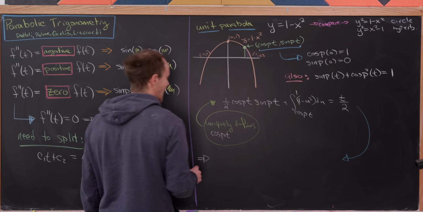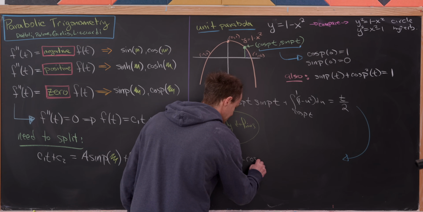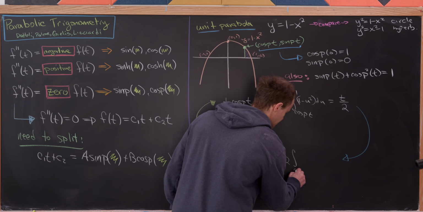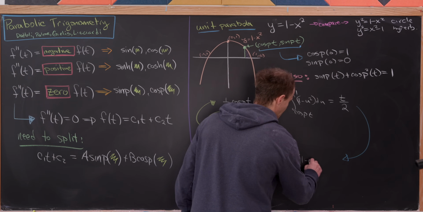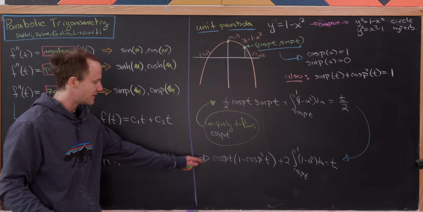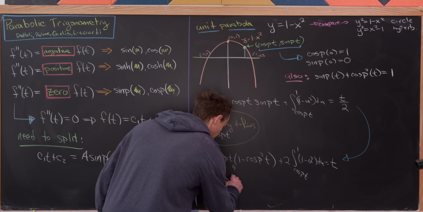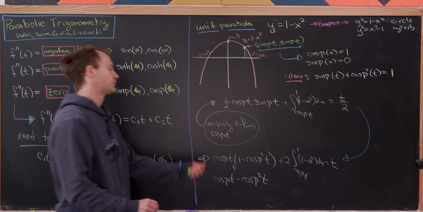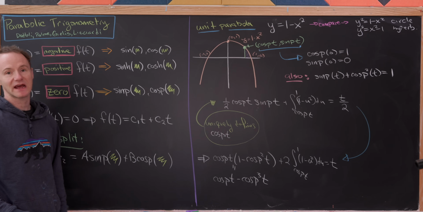So let's observe that we now have the following equation. We have parabolic cosine times 1 minus parabolic cosine squared plus 2 times the integral from parabolic cosine up to 1 of 1 minus u squared du equals t. Okay, but now we can multiply out this left-hand side, and we'll end up with parabolic cosine minus parabolic cosine cubed and then plus all of the rest. Okay, so let's maybe start with that at the top of the next board and see where we go.